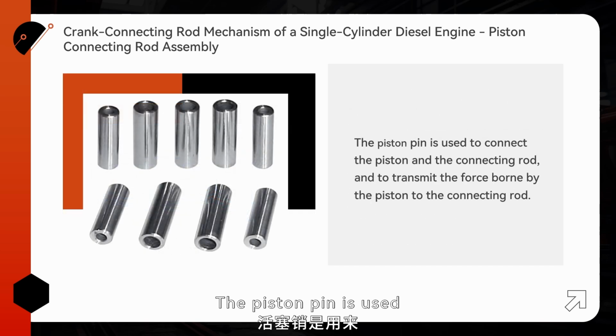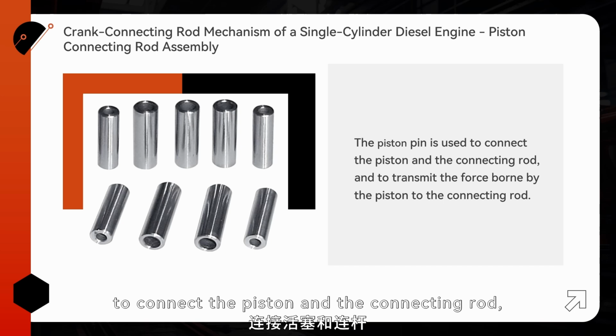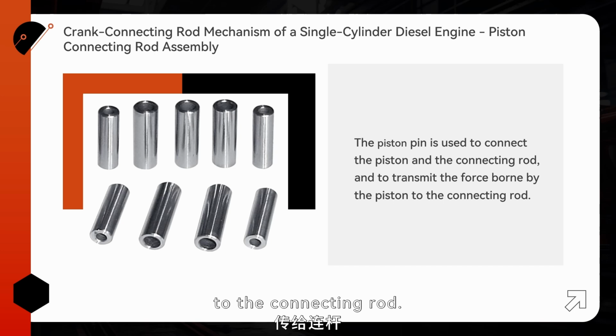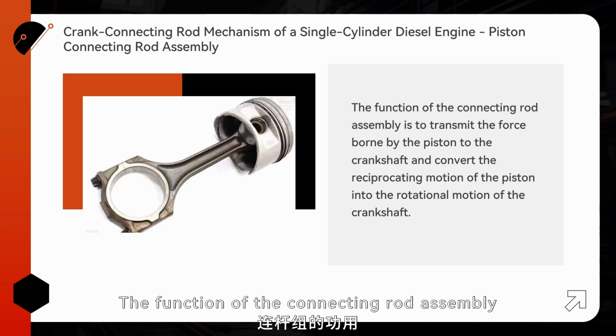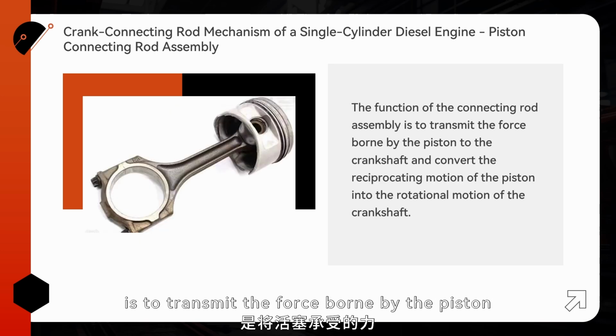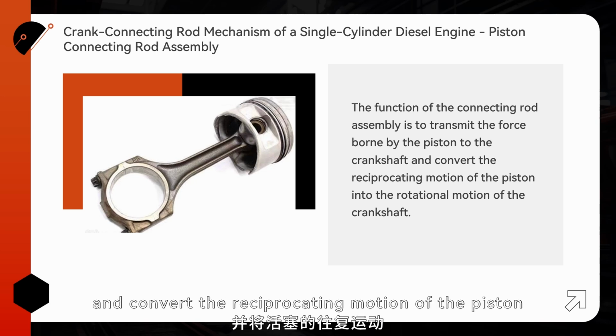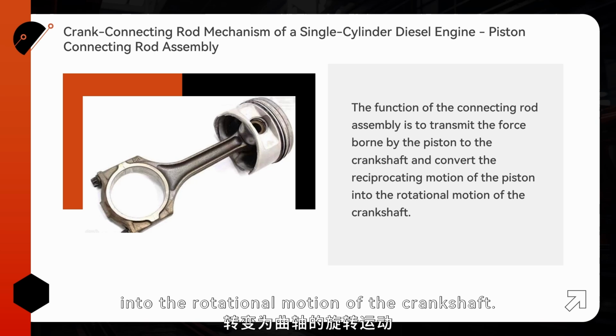The piston pin is used to connect the piston and the connecting rod, and to transmit the force borne by the piston to the connecting rod. The function of the connecting rod assembly is to transmit the force borne by the piston to the crankshaft and convert the reciprocating motion of the piston into the rotational motion of the crankshaft.